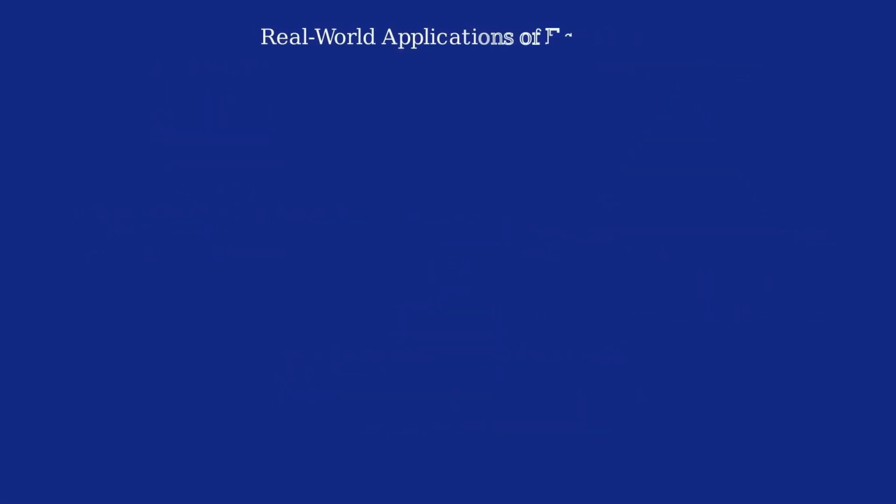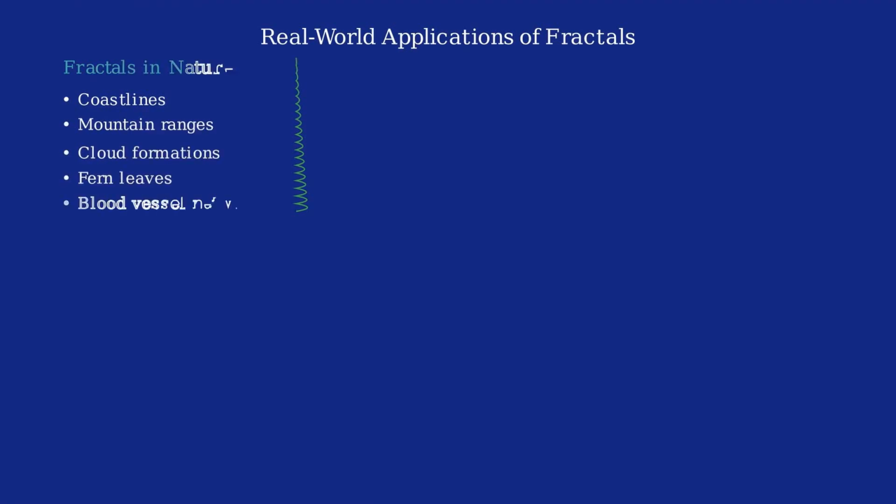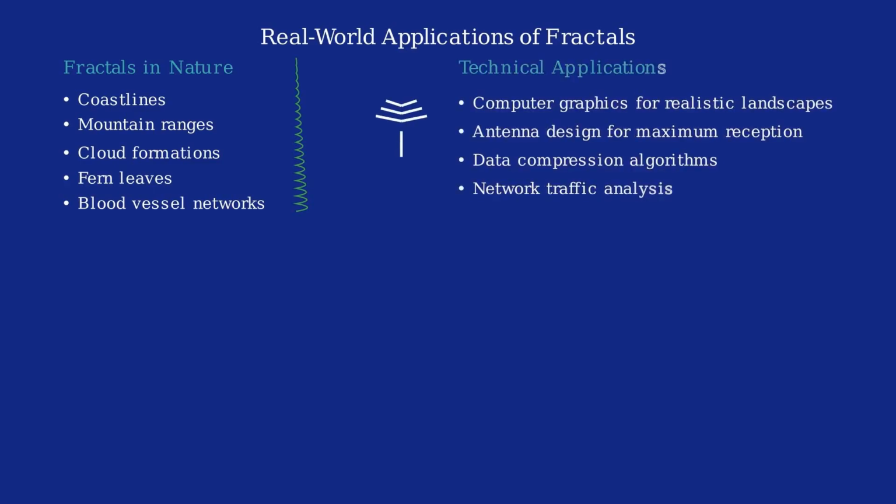Fractals appear throughout nature and have numerous practical applications across various fields. In nature, fractal patterns can be observed in coastlines, mountain ranges, cloud formations, fern leaves, and even blood vessel networks. In technology, fractals are used in computer graphics to create realistic landscapes, in antenna design to maximize reception in minimal space, and in data compression algorithms.